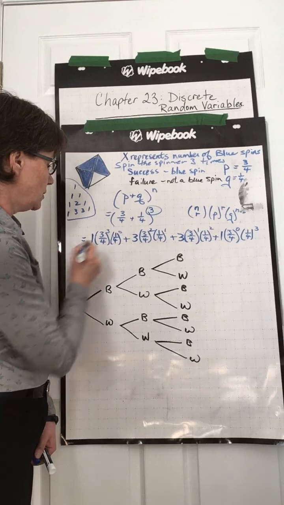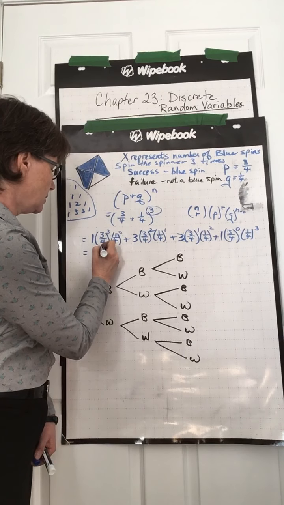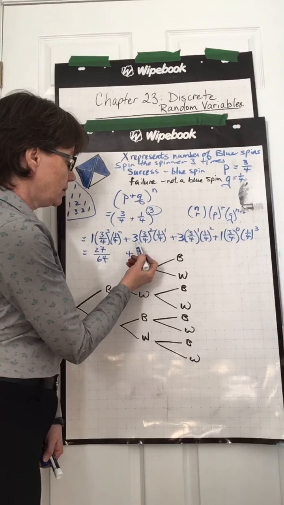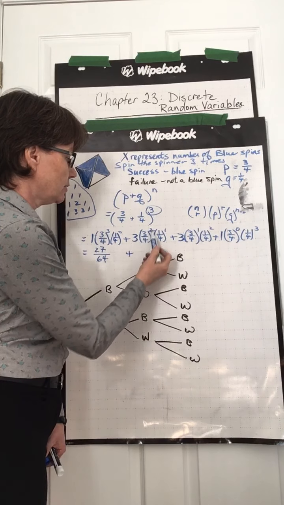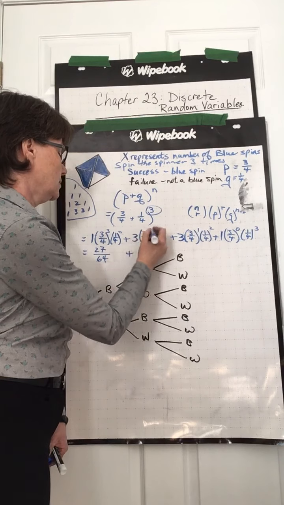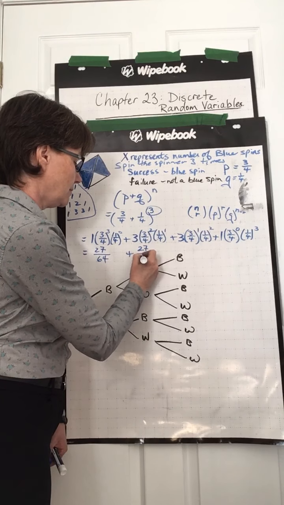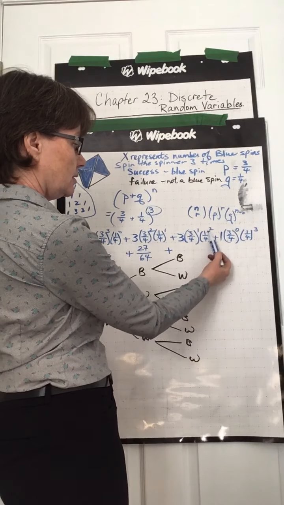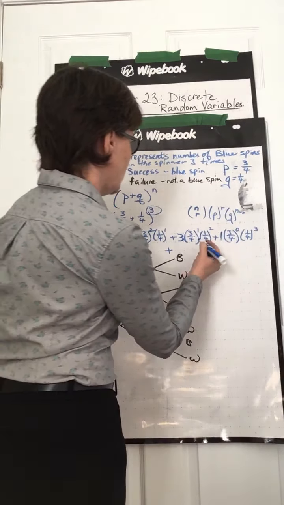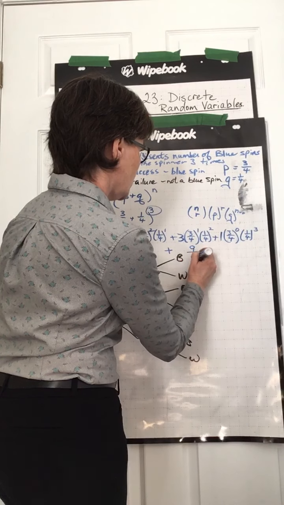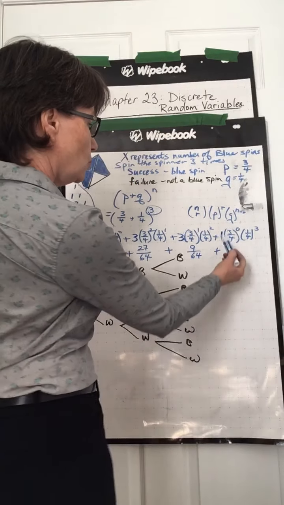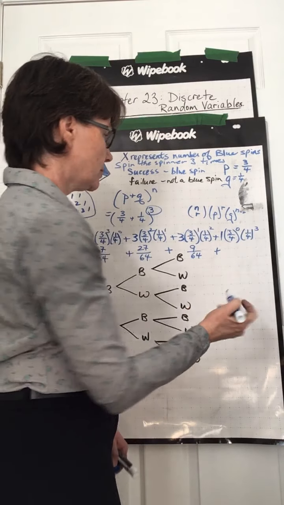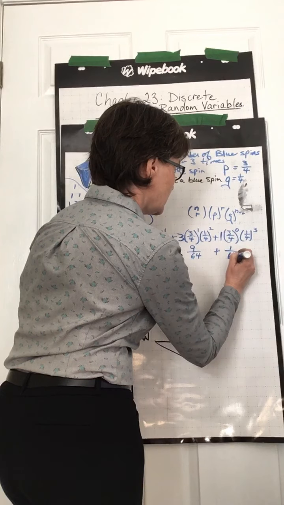1, this is going to be 1, so 3 cubed is 27, 4 cubed is 64. Here we have 3 times 3/4 squared times 1/4, so that will also be 27/64. Okay, here 3 times 3/4 times 1/4 squared, so that will be 9/64. And here 1 times 1, because 3/4 power of 0 is 1, times 1/4 cubed, so that's 1/64.